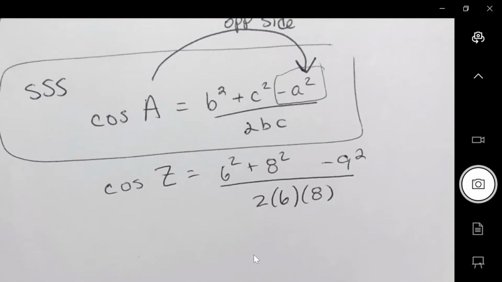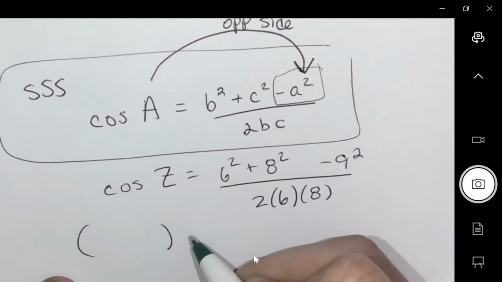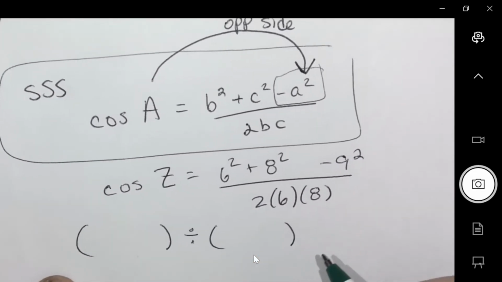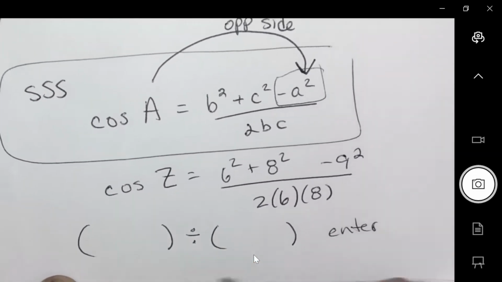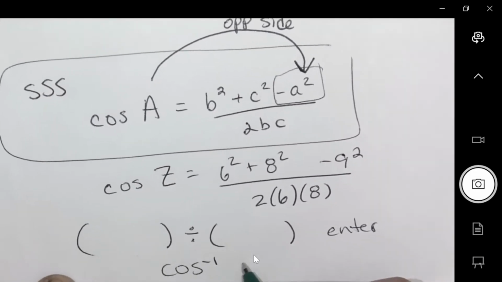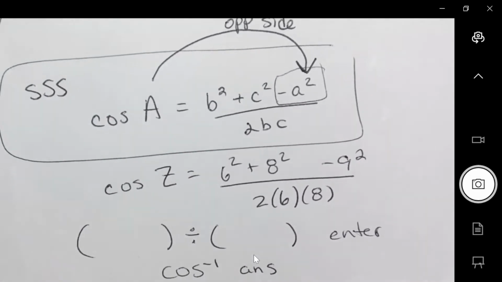Okay, so my calculator typing will look like this. This divided by this, enter, and then cos inverse. So I have to have all the top stuff divided by all the bottom stuff, brackets. And then because we are finding an angle, we're cos inversing. So can you see if we can all match on our typing?